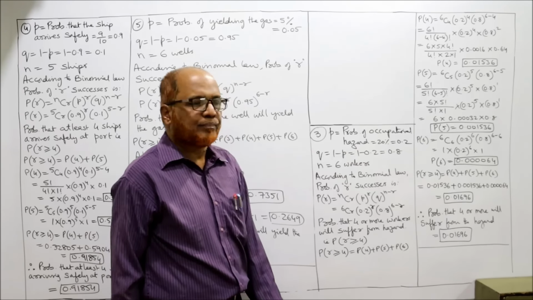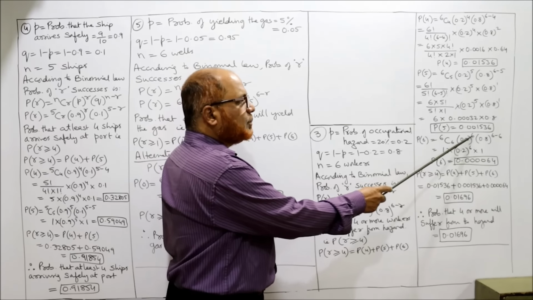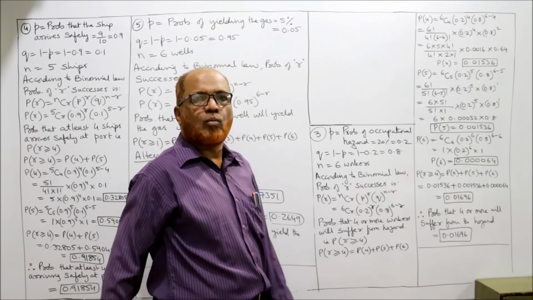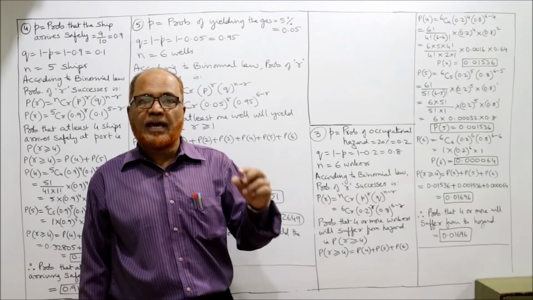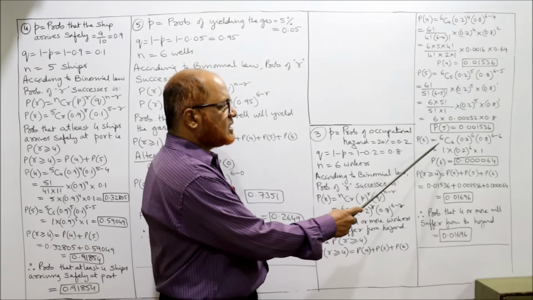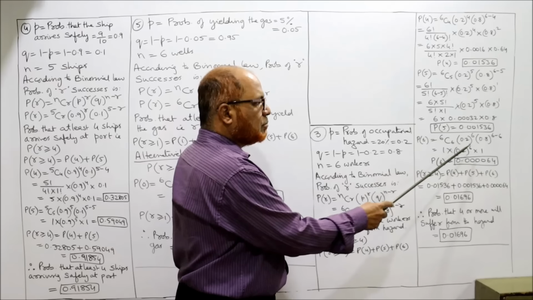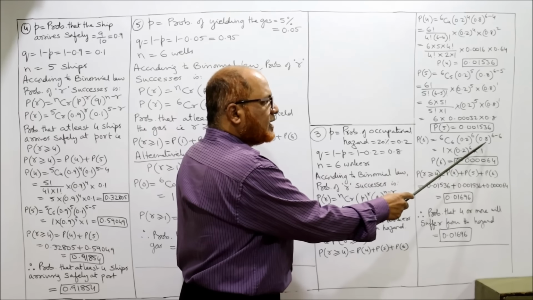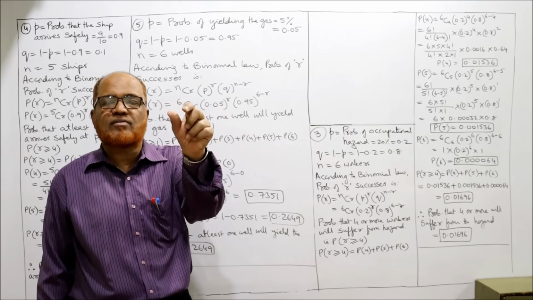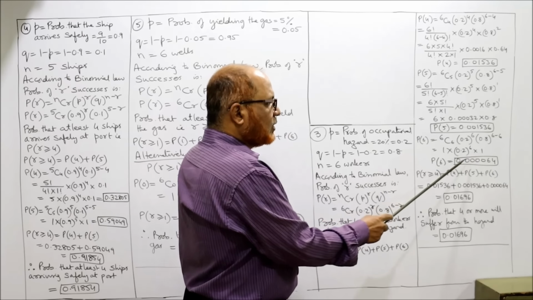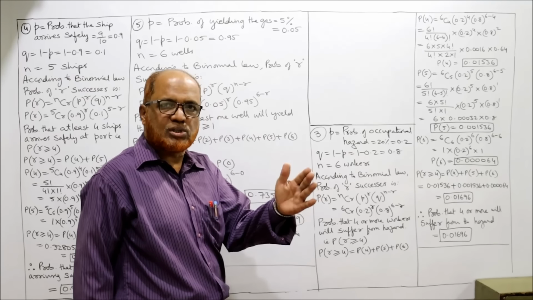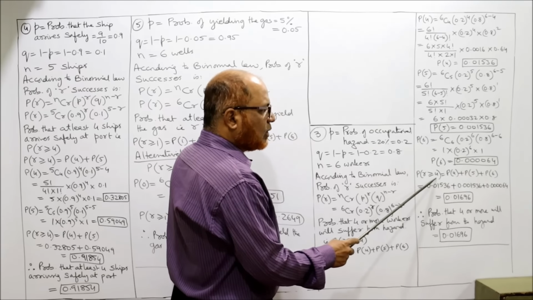Now P of 6. P of 6, 6C6, 0.2 to the power of 6, 0.8 to the power of 6 minus 6. Now see, 6C6 is 1. In the previous video I told you, NCN is equal to 1. So 6C6 is equal to 1. 0.2 to the power of 6, multiply 6 times 0.2 into 0.2. 0.8 to the power of 6 minus 6. 6 minus 6 is 0. When anything is raised to the power of 0, it will be equal to 1. So P of 6 we got 0.000064.